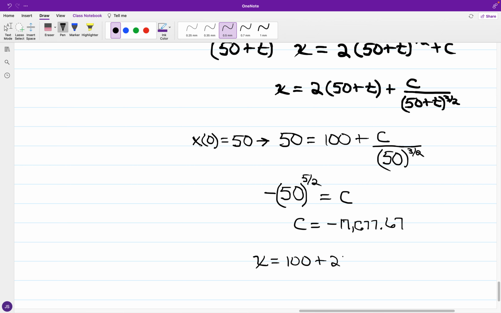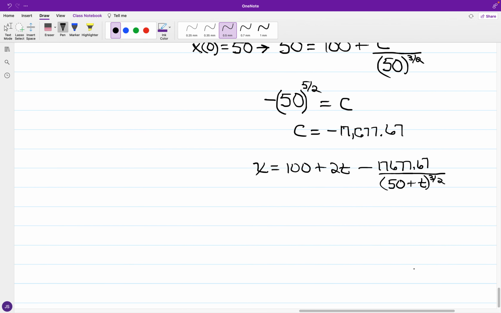So in the rewrite, for x, we have 100 plus 2t minus 17,677.67 all over 50 plus t raised to the 3/2.